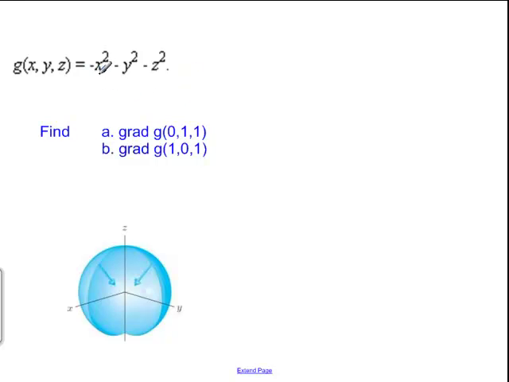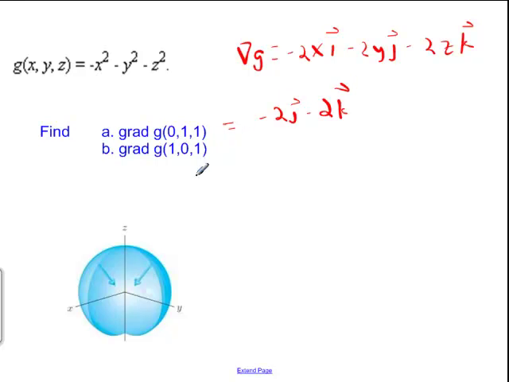Here we have a bunch of spheres, and notice that these spheres are all negative. As the spheres get bigger, we're increasing, and the level surface has a greater negative value. So if we want to find the gradient vectors, we get the general gradient vector, which is negative 2xi minus 2yj minus 2zk, and we plug in this point, so this equals minus 2j minus 2k. And that's the point 0, 1, 1.